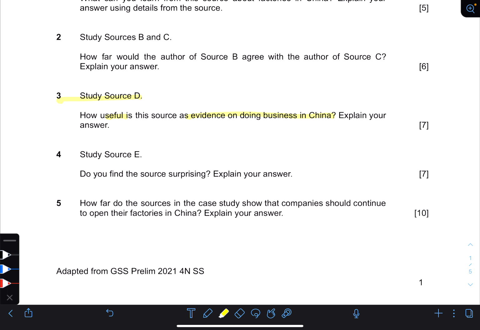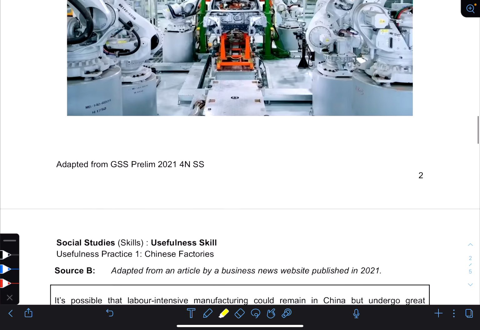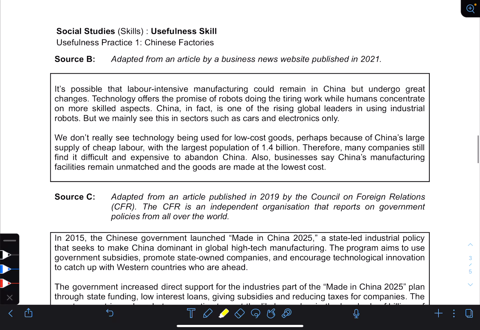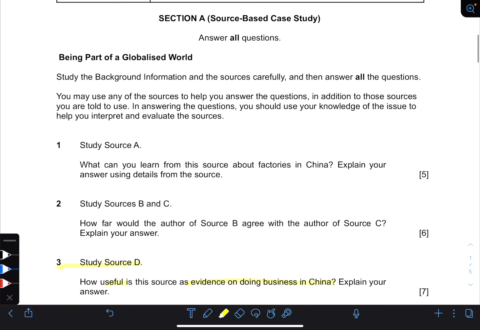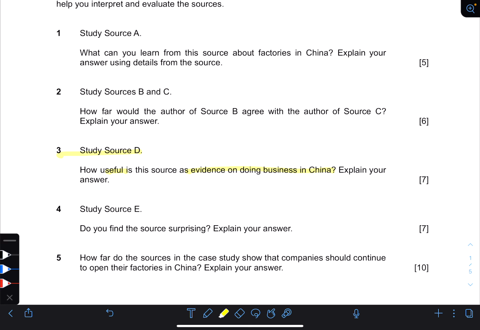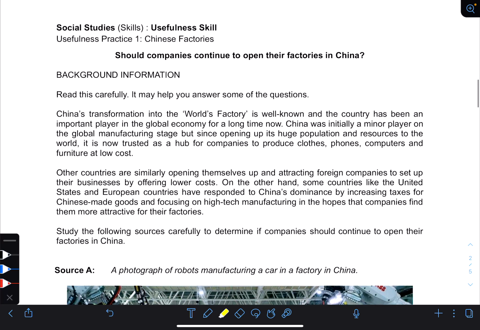So in this video, I'll take you through several things. Firstly, I will help to explain the background information. I'll look specifically at sources B, C, and D because these are the ones most relevant to question 3, on the usefulness of source D. Feel free to skip ahead to the relevant parts of the video if you already are confident about understanding the sources or the BI. So let's take us through the background information.